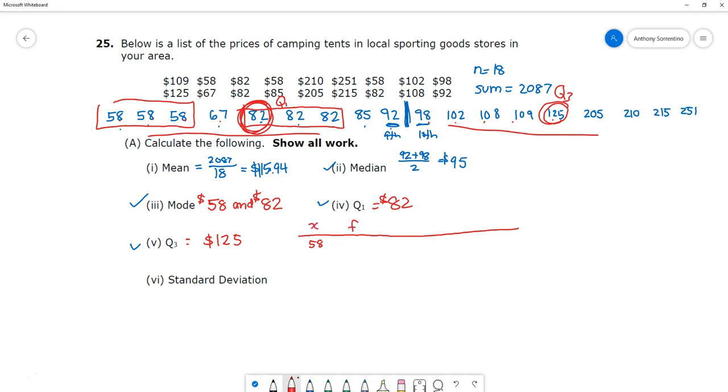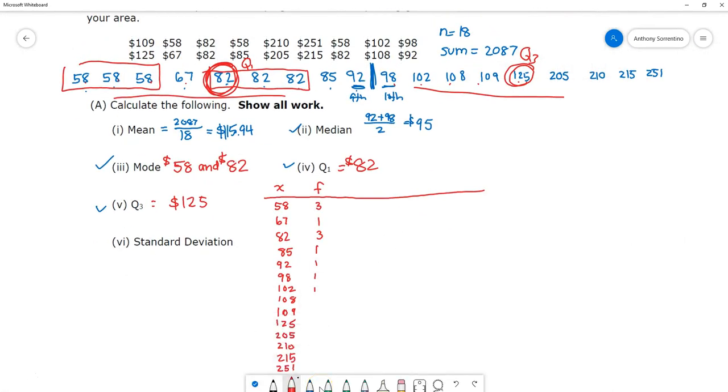Here's my frequency. Some of these appeared more than once, so this appears 3 times. 67 appears once. 82 appears 3 times. And I know what the mean is. And so if I figure out what x minus the mean is for each one of these, and then square it, I could do this with the calculator.